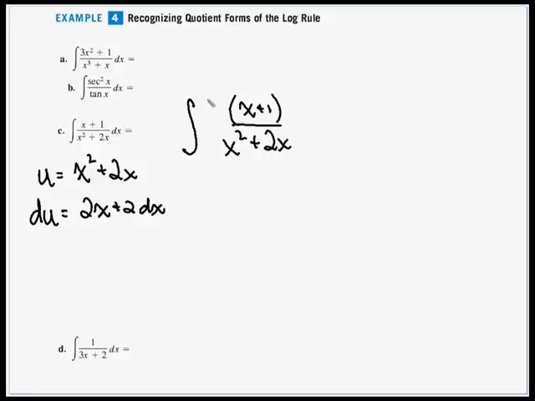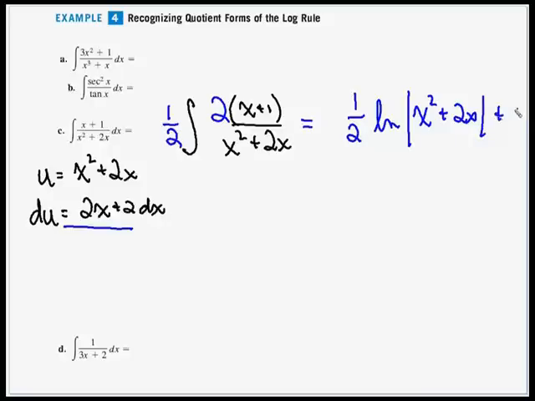What we would need to do is have a 2 up top, and when we distributed it, it would be 2x plus 2, just like we needed. So to put a 2 to the right of the antiderivative sign, we're going to have to balance it with a 1/2. So when we take the antiderivative, it's going to be 1/2 the natural log of the absolute value of that denominator plus c.